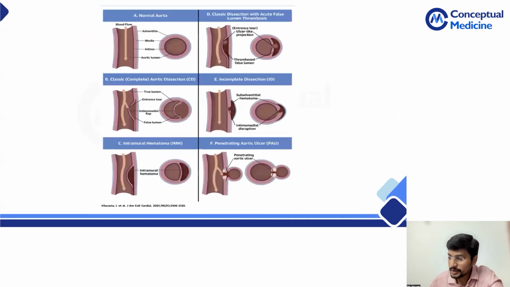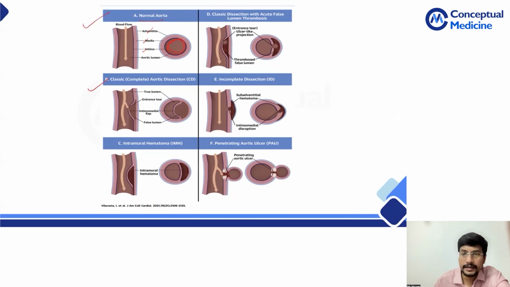This is the longitudinal and the cross section of a normal aorta. What you find is all three layers of the blood vessel: intima, media, adventitia, and this is the lumen of the aorta. So this is an absolutely normal aorta.